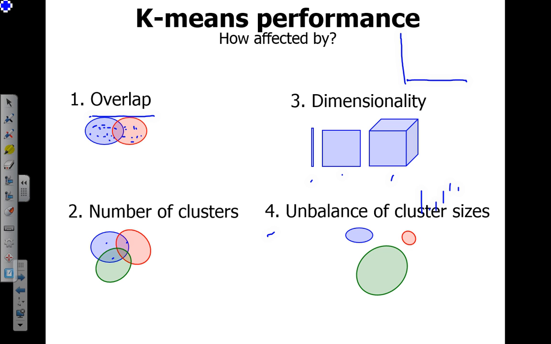Question number 4 is the imbalance of cluster sizes. What if the clusters are not of the same size, but we have one really big one and a couple of small ones, or just whatever different sizes?